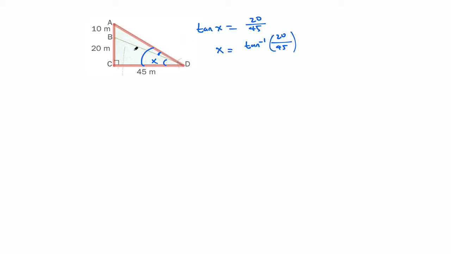Here, if I call this y, tangent of y is equal to the opposite, which is now 10 plus 20, so that's 30, over the adjacent, which is 45. So y is the tan inverse of this fraction. Then if I do y minus x, that'll give me the angle that I want. This will be equal to angle ADB.